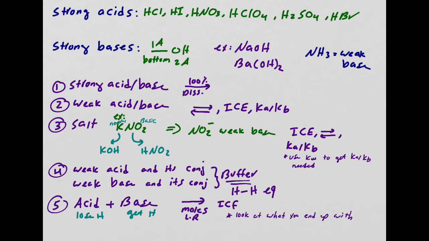Oh, in this problem, I have two things. I have a weak acid and its conjugate, or a weak base and its conjugate. So I have more than one thing. I have a buffer, HH. Oh, I have acid and base. So I'm going to do an acid-base problem. The last two are the types of problems where we have more than one thing in the solution. All right, now ready to do practice problems? Let's do it.